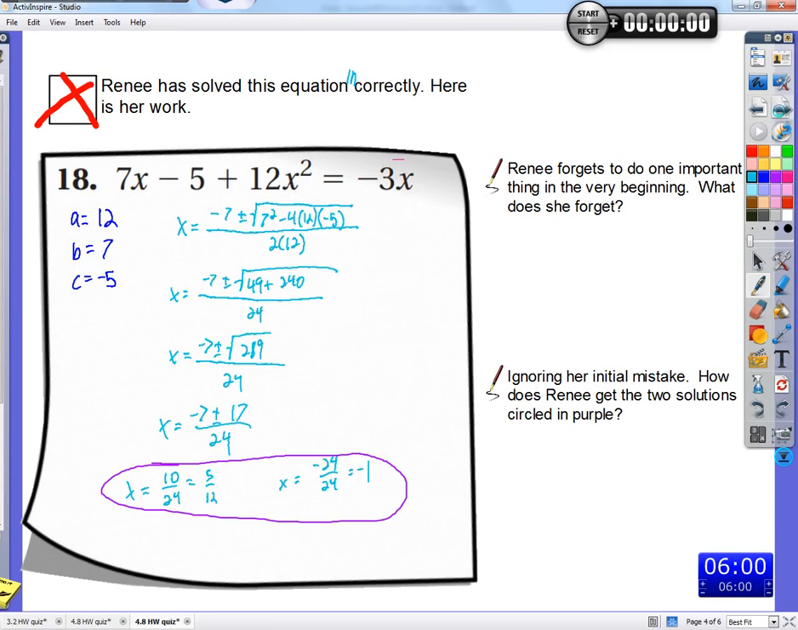So here, what does Renee forget to do? Just one simple thing at the very beginning. Forgets one tiny but important detail. Two writers.